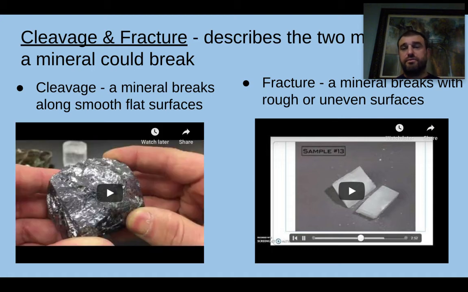Okay, the next one's going to be fracture. So with fracture, a mineral breaks along rough surfaces. After you break it, it's not going to look like the rock that it just came from. Okay, it's going to look random or oddly shaped.